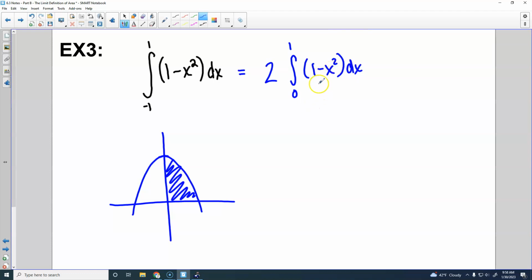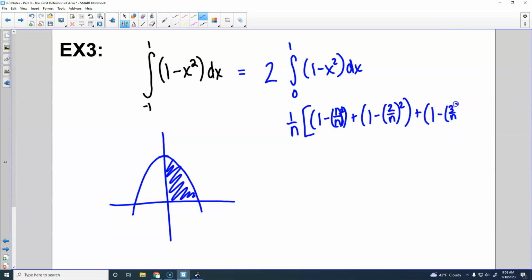So you would be setting up the length of this interval as 1 over n, and then you have 1 minus 1 over n squared plus 1 minus 2 over n squared. It's just squaring that 1 over n. And then 1 minus 3 over n squared plus dot, dot, dot there. So what do we see changing in our formula? Just that numerator there.